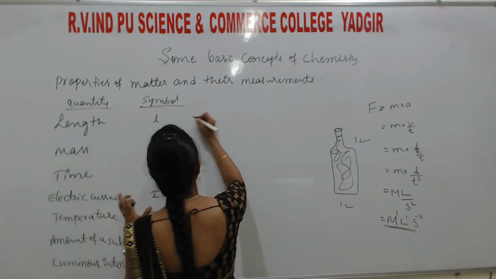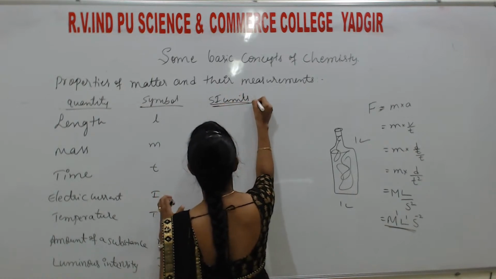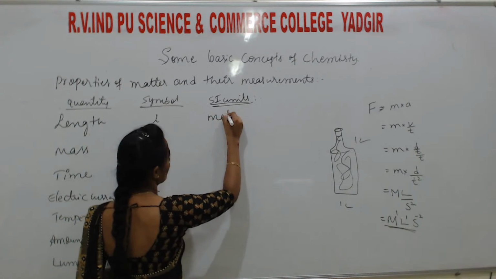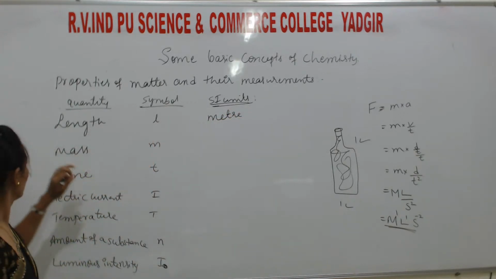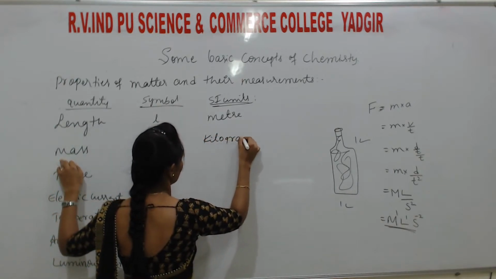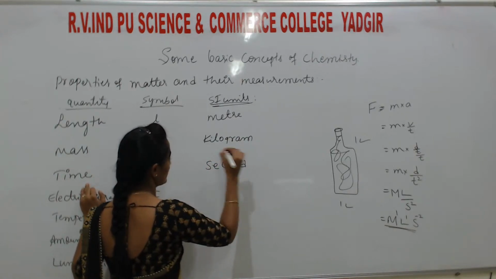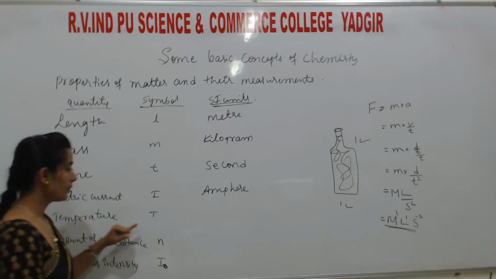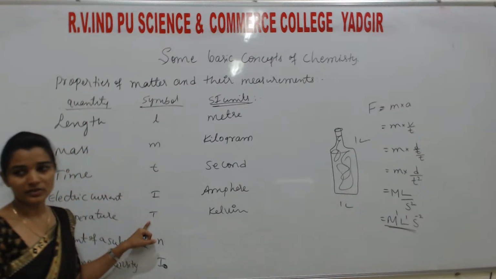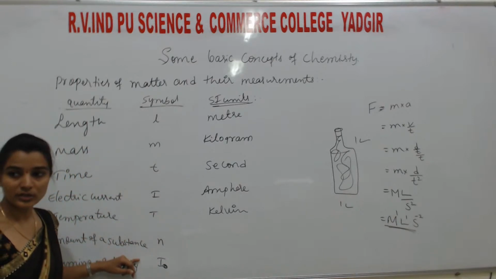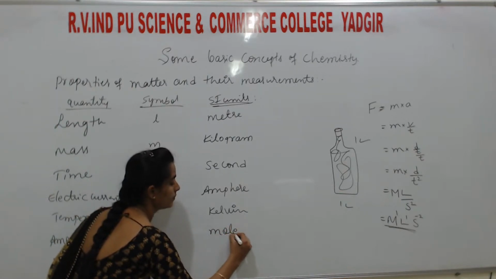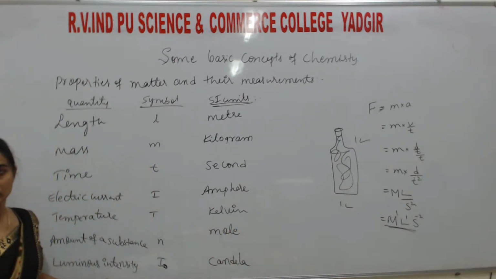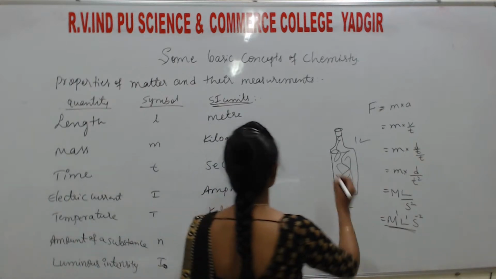Understand? So students, for these, what is the SI unit for length? Length is measured in meter. Okay. Mass? Yes, kilogram. Next, time? Second. Electric current? Ampere. 1 ampere, 2 ampere. Next, temperature? That is Kelvin, not Celsius. Standard is Kelvin. Next, amount of a substance, that is mole. And luminous intensity, that is candela. Understand?